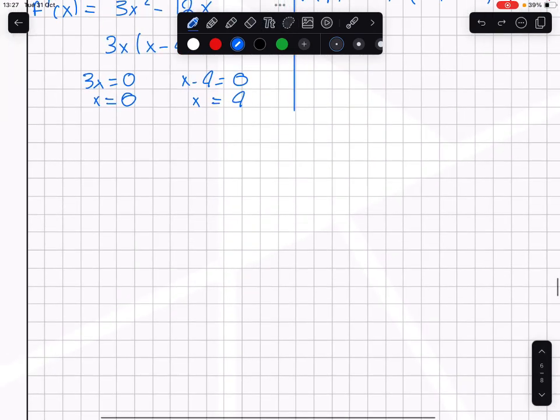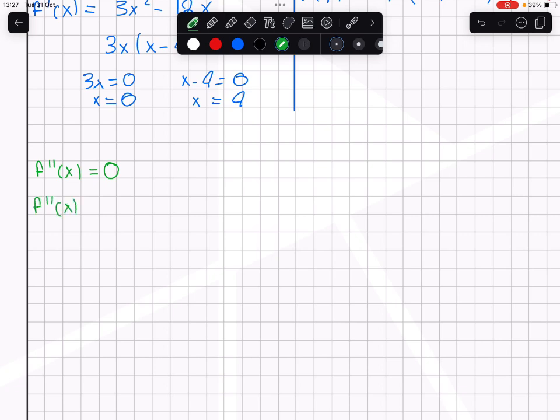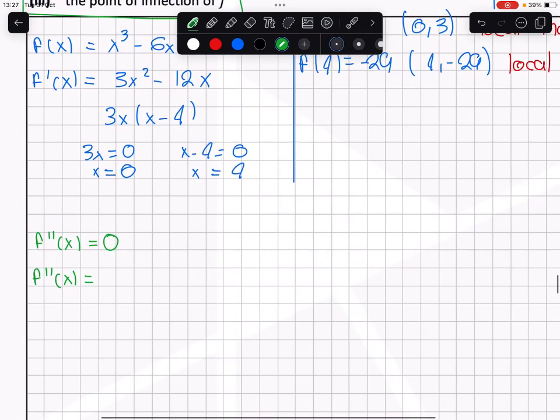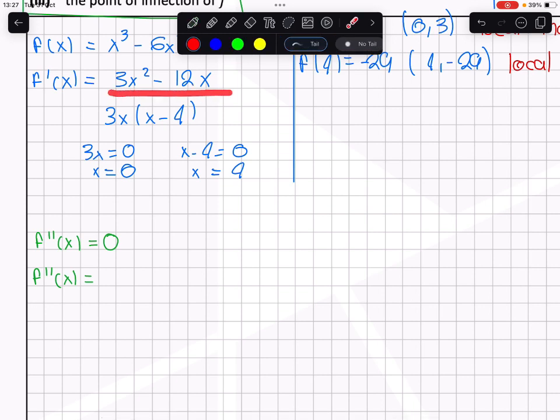Well, if we find the second derivative of the function and equate it to 0, we're going to be able to solve it. So f double prime of x is equal to the derivative of f prime of x. So we're going to be looking back up and figuring out what this is. 3x squared minus 12x is just going to go to 6x minus 12. Equate that to 0.